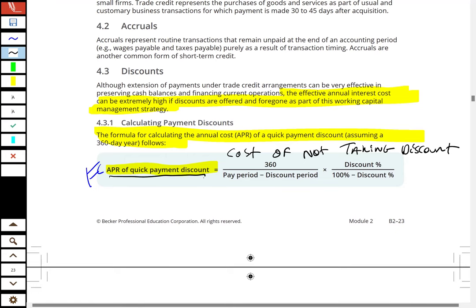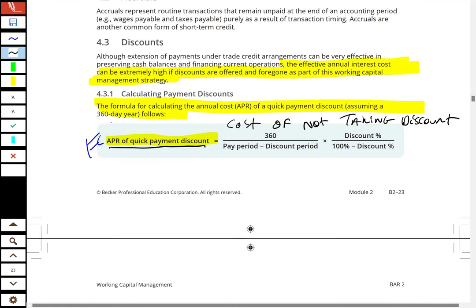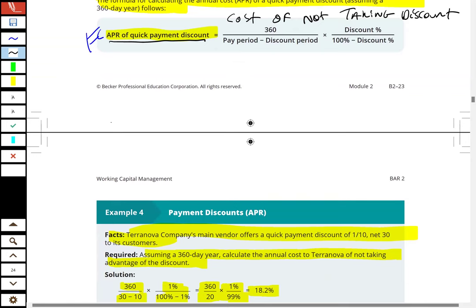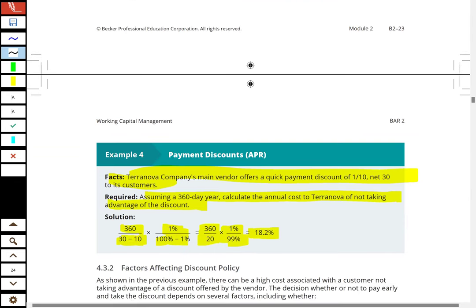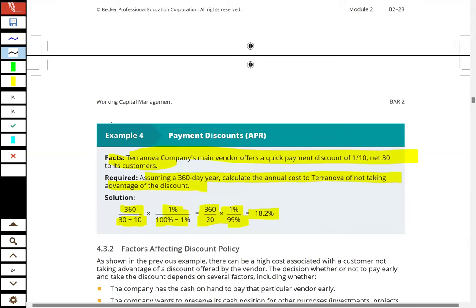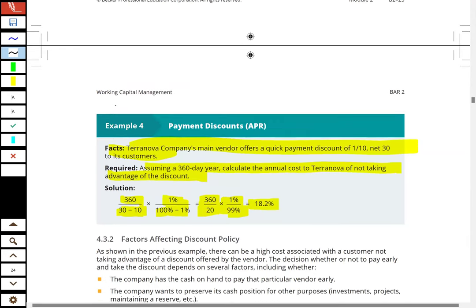That's what we mean by APR, quick payment discount, if you don't take it. That's not what you save by taking it. Well, I guess you could look at it conversely and say it's what I save if I don't take it. If I do take it, but it's more talked about as the cost of not taking it. Okay, good.